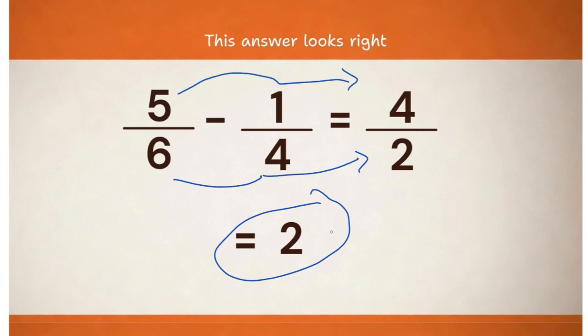Here is the real problem. Fractions are not just numbers, they represent parts of a whole. Sixths and quarters are not the same size, so you cannot add or subtract them directly. If I remove 1/4 of a pizza from 5/6 of a different pizza, I can't just subtract randomly. The pieces must match first.